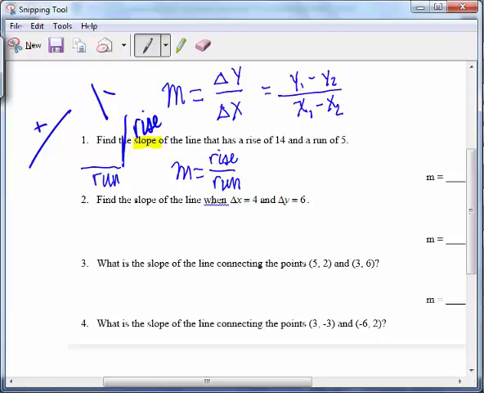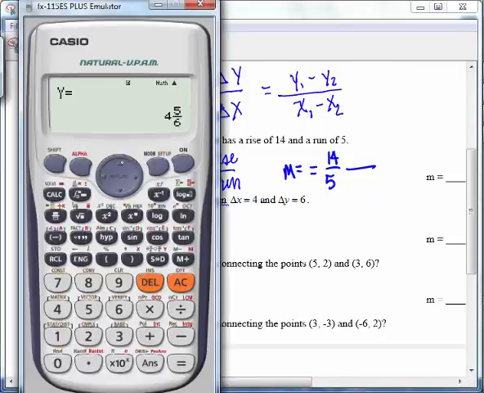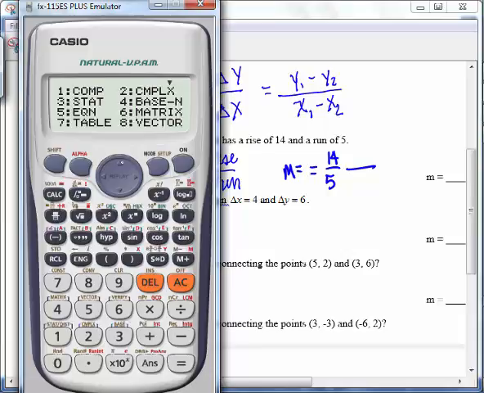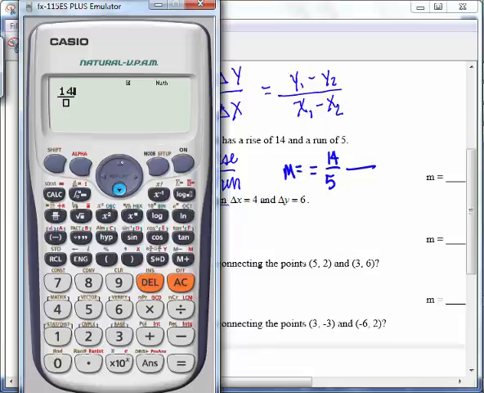So in this case, a rise of 14 over a run of 5. So we would write the slope as 14 over 5. Or if we wanted to write that as a decimal, we'd take 14 divided by 5. Mode 1. 14 divided by 5, and we get 2.8.